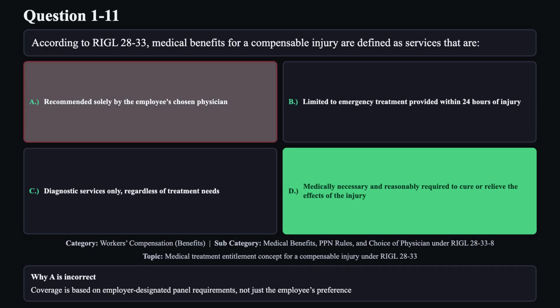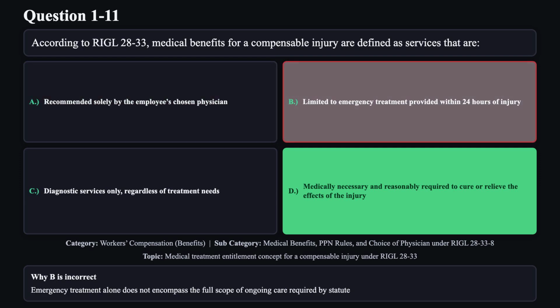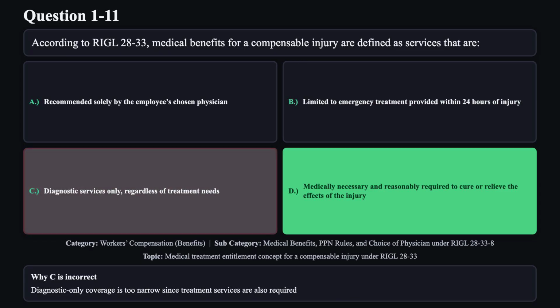Reason A is not correct. Coverage is based on employer-designated panel requirements, not just the employee's preference. Reason B is not correct. Emergency treatment alone does not encompass the full scope of ongoing care required by statute. Reason C is not correct. Diagnostic-only coverage is too narrow since treatment services are also required.